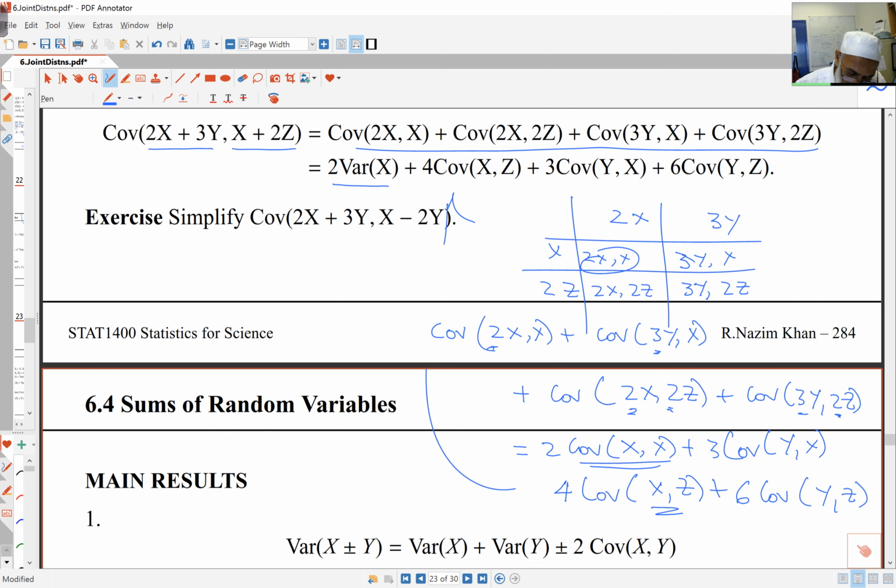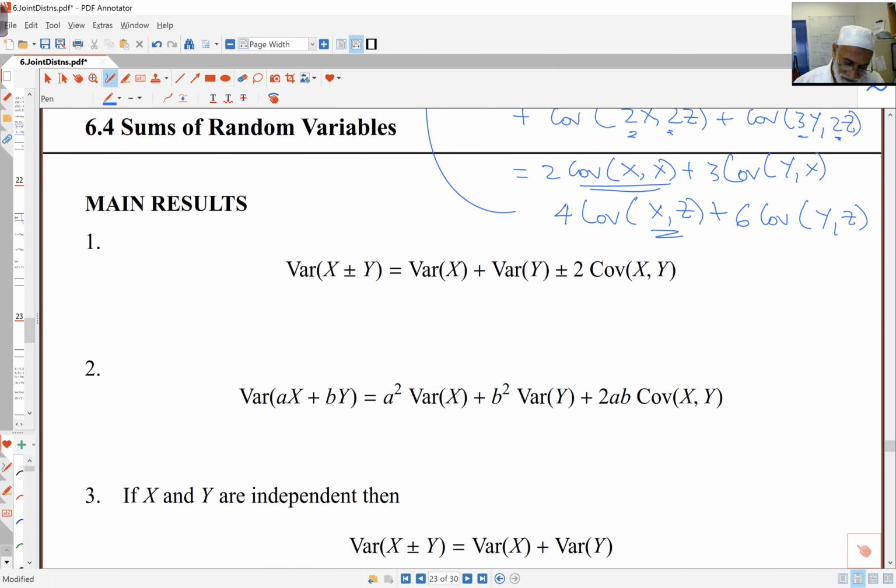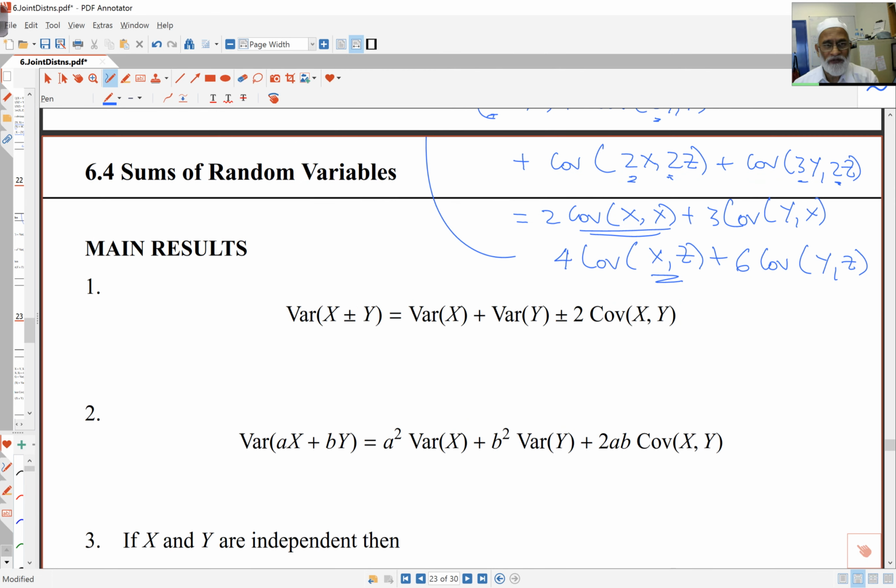You can, as an exercise, try to simplify this one by putting it in the tabular form as I had over here. Some main results here are sums of random variables, and we'll see that in the next lecture.